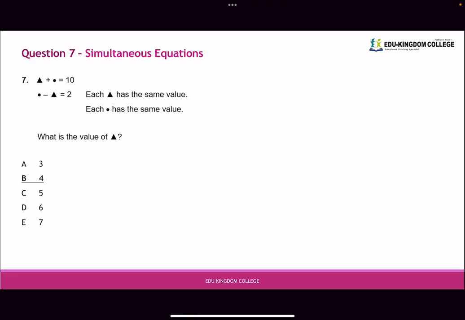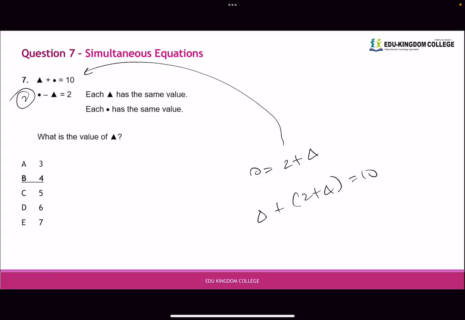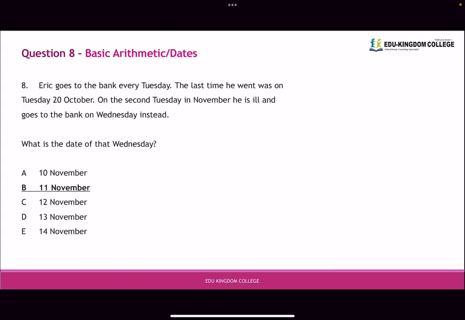We're using simultaneous equations here, so let's use the second equation first. So circle equals 2 plus triangle. So we've moved the triangle over, and it's gone from minus to positive. Now let's sub that back into the first equation. So instead of circle, it's going to be 2 plus triangle, plus triangle, equals 10. So 2 triangle plus 2 equals 10. Move the 2 over. 2 triangle equals 8. Therefore, triangle equals 4.